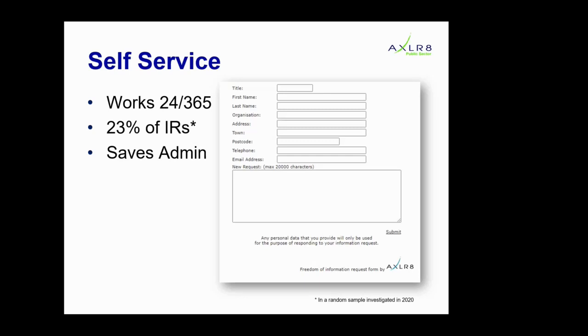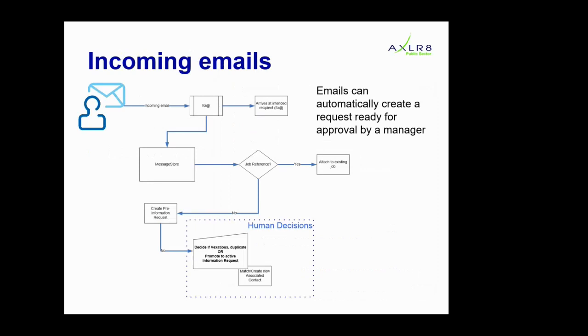Quite a few of these are saving your admin time, but my absolute favorite is a thing called email to job. And one or two of you will have this, and the idea is that an incoming email that goes to foi@mycouncil.gov arrives and the intended recipient receives it, but also it goes into our message store and it says, has it got a job reference on it? In other words, does it say ABBA IR 1234 or woke IR 6789? In other words, is it an existing job reference? And if it is, it attaches it to the existing job. If it isn't, then it creates a new job.